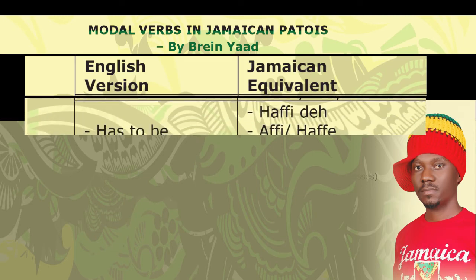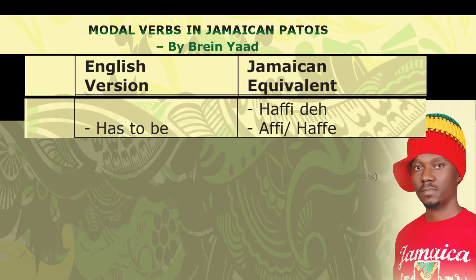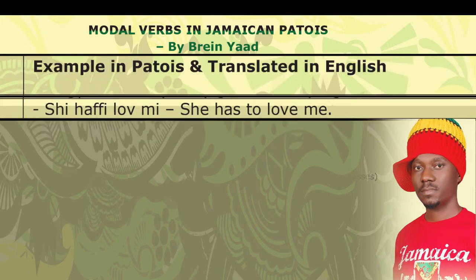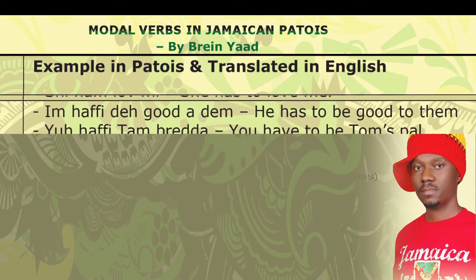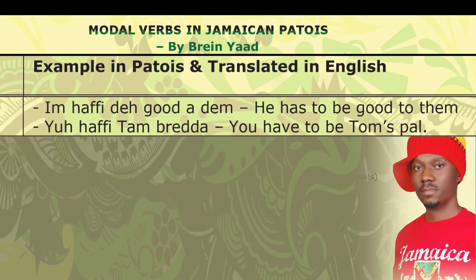How do you say has to be? We've seen has to is "hafi" or "afi." And how do you say has to be? You can simply say "hafi de" or "afi." Same thing. And an example, somebody says, "Him a fi be good to them," meaning he has to be good to them.